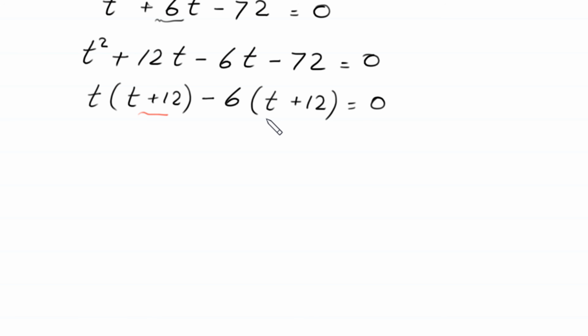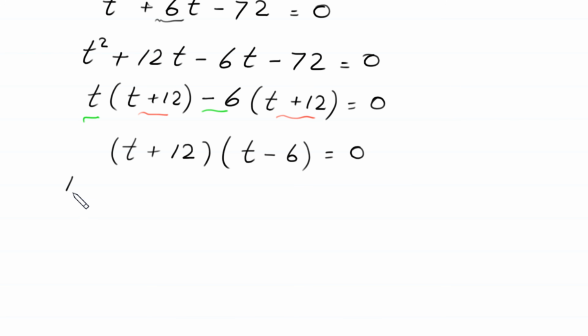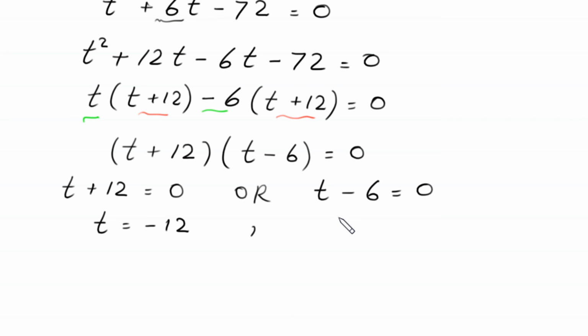And this t plus 12 is common. So we factor out this t plus 12. In bracket left this t and this negative 6. In bracket left t minus 6 is equal to 0. From here either this t plus 12 is equal to 0, or this t minus 6 is equal to 0. From this equation we get the value of t is equal to negative 12, and from this equation we get the value of t is equal to 6.